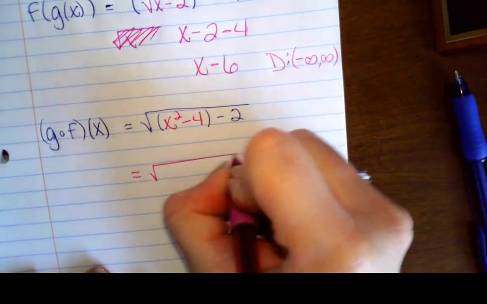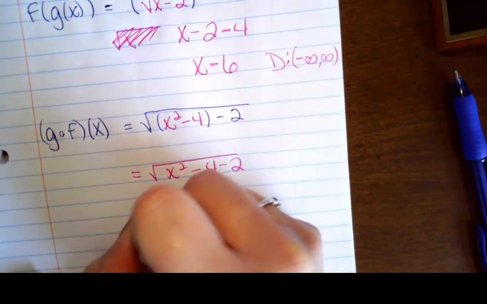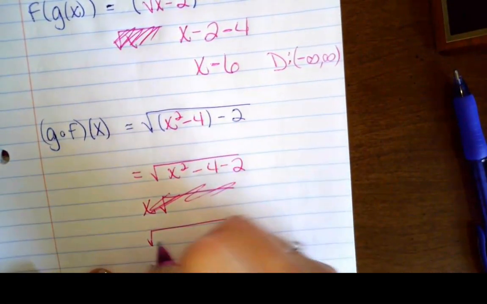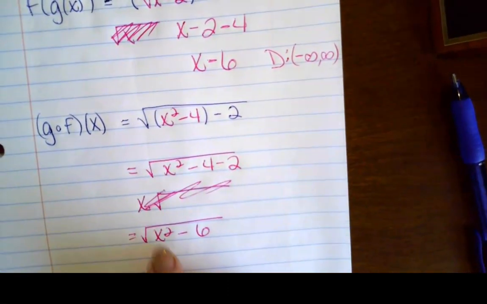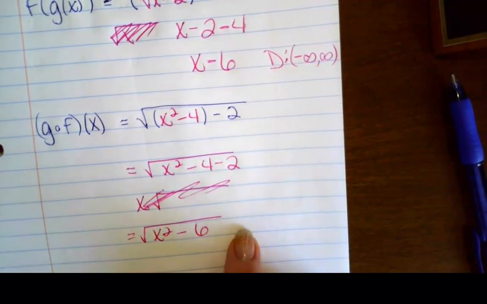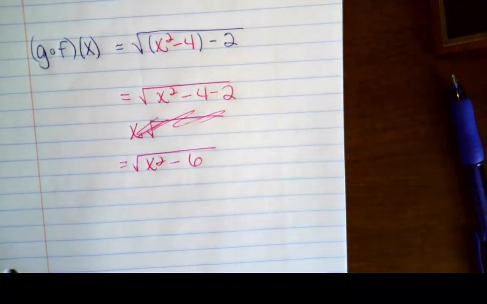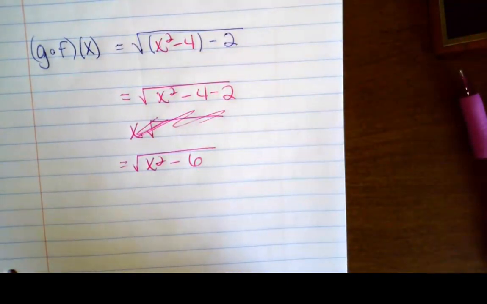So I can drop my parentheses, so that leaves me with x squared minus 4 minus 2, which leaves me with x squared minus 6. You cannot pull that x squared out, because this is an addition-subtraction problem. If this was multiplication, then you could, but it's not. So then I would like to know what my domain is. My domain has an even root.